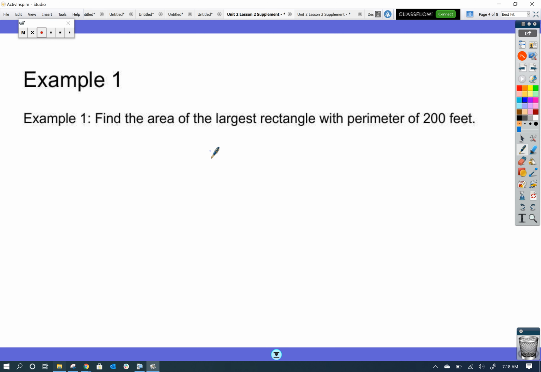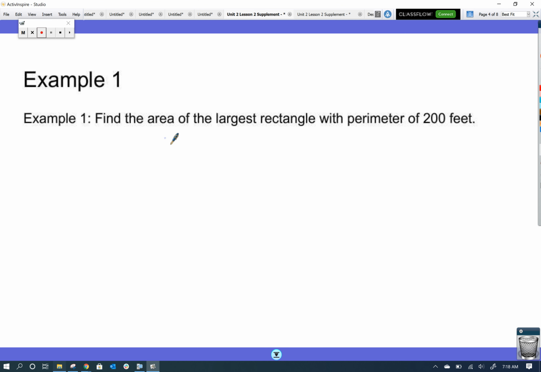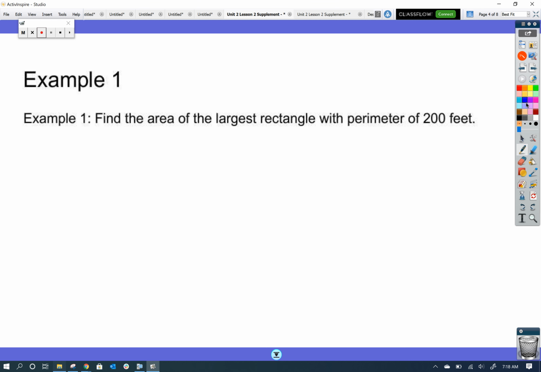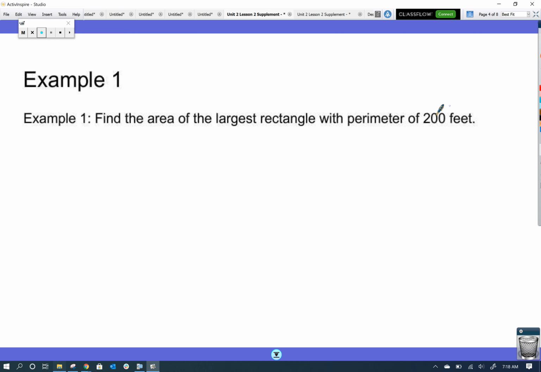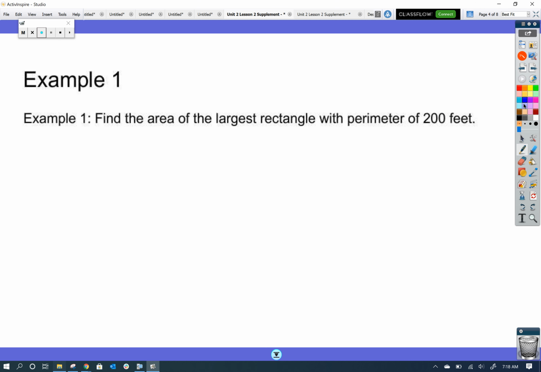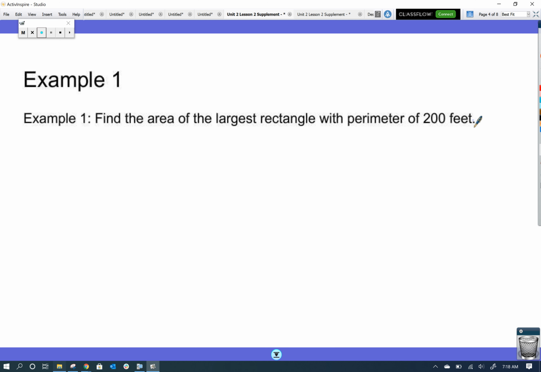So we are going to find the area of the largest rectangle with a perimeter of 200 feet. For this example, if you're familiar with the perfect rectangle, which is a square, you can actually already figure out this answer without doing any optimization. Because if you have 200 feet and you're a square, that has to be 50 feet, right? Because 50 plus 50 plus 50 plus 50 is 200. But I want to use this problem to go through the full steps, because obviously this is an easy one, but it gets harder.